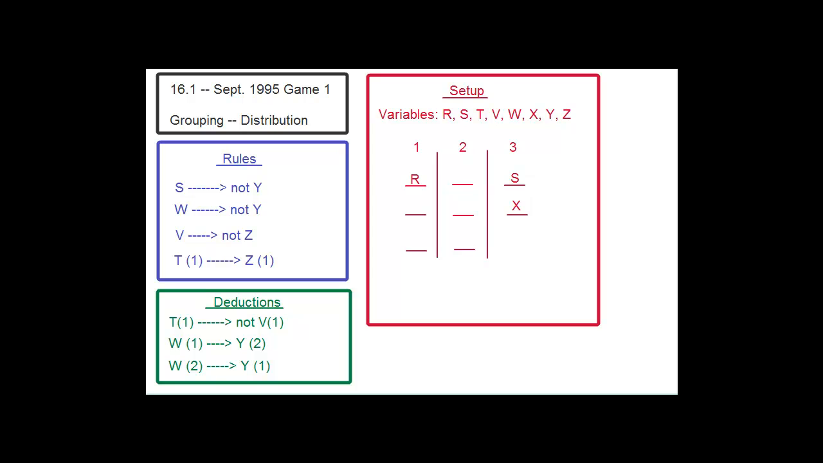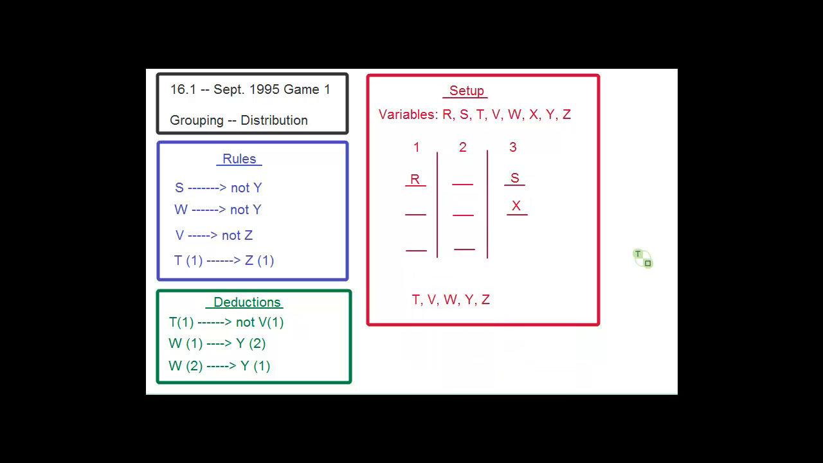Because look who we have left. So far on our board, we've put in R, S, and X. So the people we would have left are T, V, W, Y, and Z. All right, so I'm going to write that here for 1 second. We have T, V, W, Y, and Z.